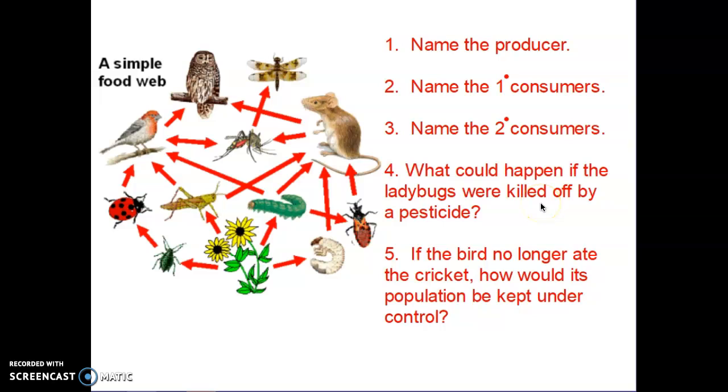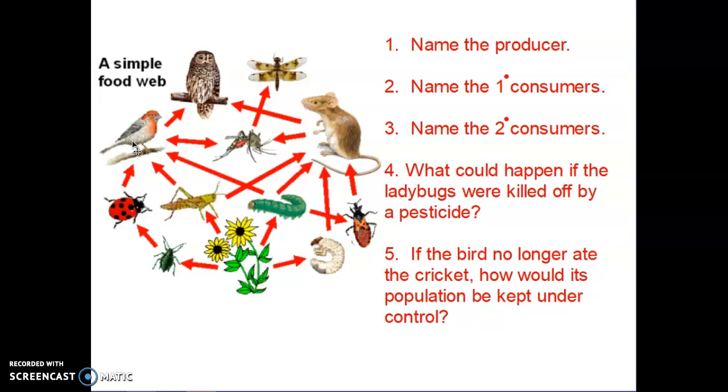So let's look at number 4. This is a typical EOC question. What would happen if the ladybugs were killed off by a pesticide? So if all of these ladybugs died, I want you to think of what would happen, okay? First, let's go up the food chain. Do you think this bird would be okay? I'd say yes, because she eats plenty of other things, all right?